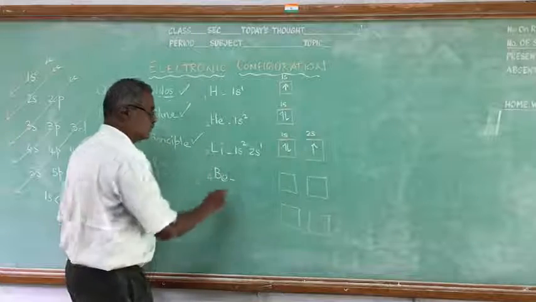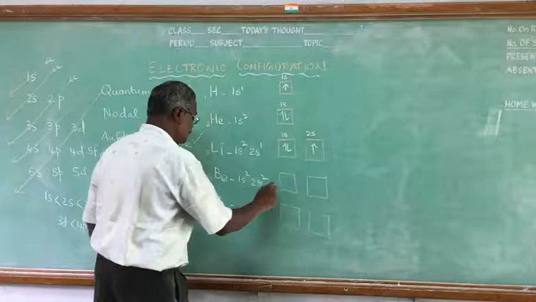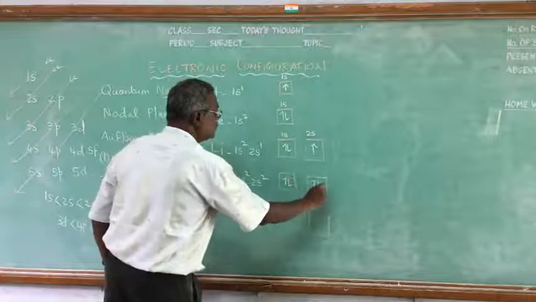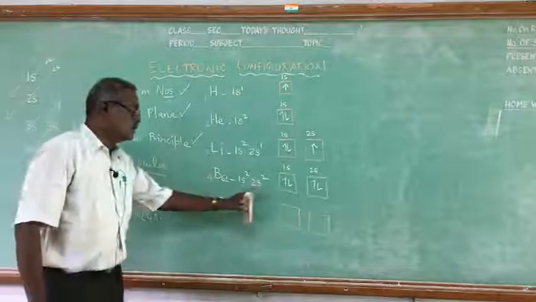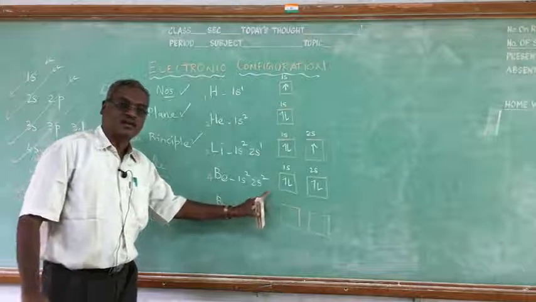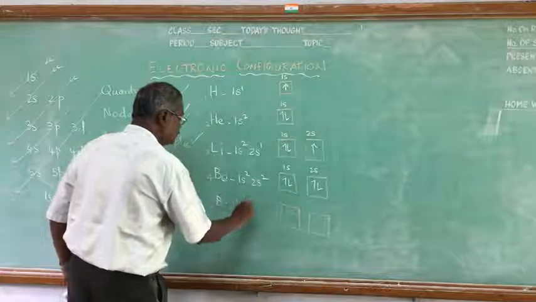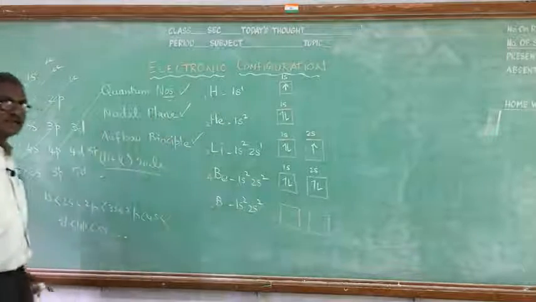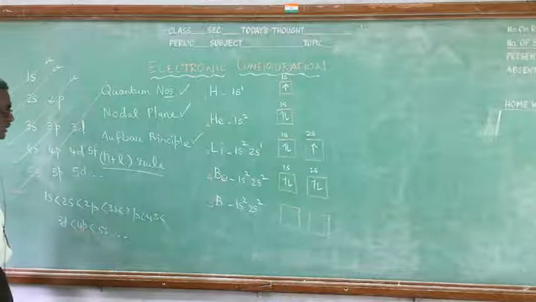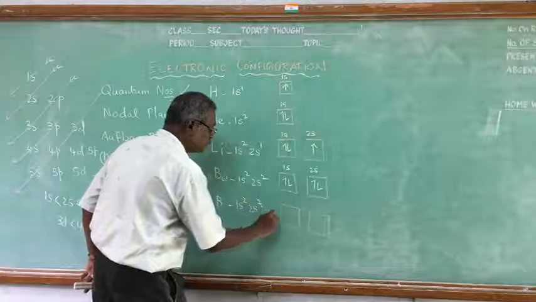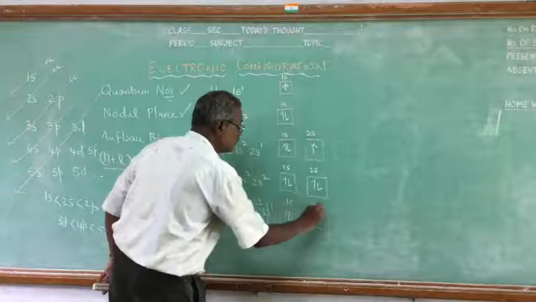Similarly beryllium 4, 1s2, 2s2 is the electronic configuration. So 1s2, 2s2, in the boxes 1s, 2s. And boron: again the s orbital is completed, any orbital, any box, 2 electrons only. So 1s2, 2s2. The fifth electron, where will it go? The fifth electron will go to the 2p orbital. So you have to put 2p1. Above the boxes you put 1s, 2s, 2p.